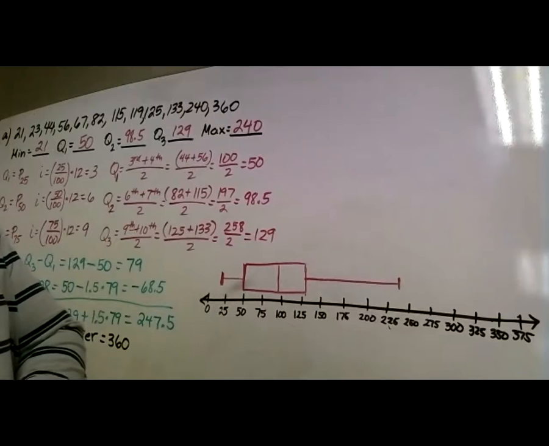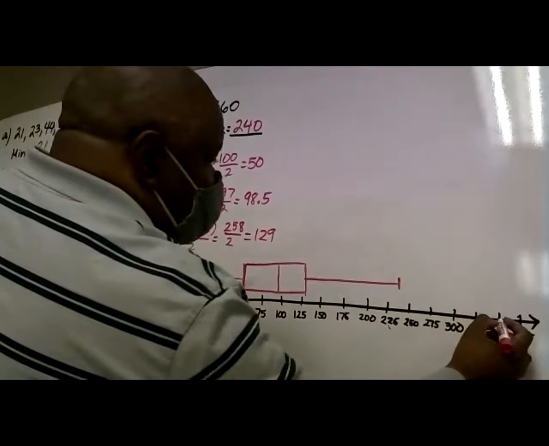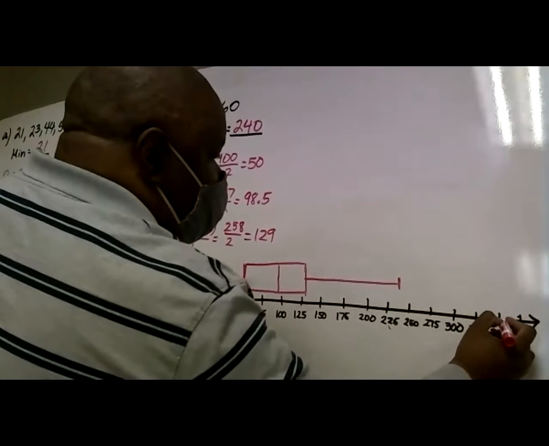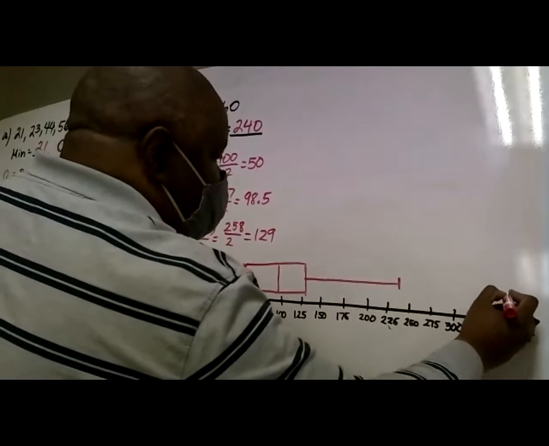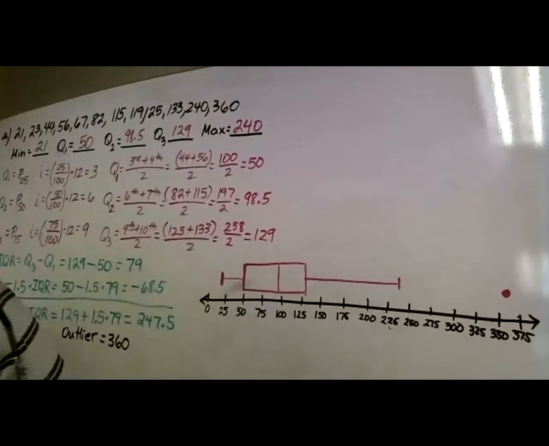And the outlier, we said, was 360. I'm going to say 360 is about right here. I'm going to draw a dot there. That dot represents the outlier.